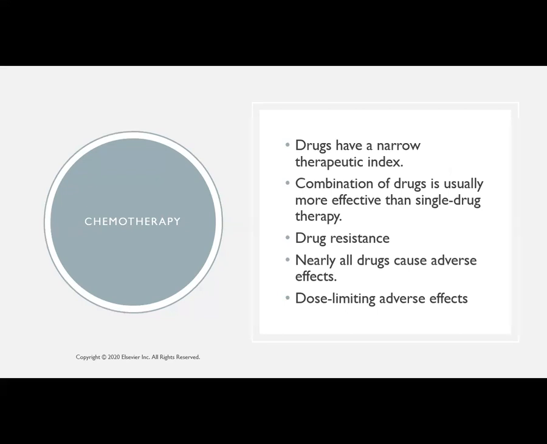With chemotherapy, drugs have a narrow therapeutic index. Combination of drugs is usually more effective than single drug therapy, so we want to hit different portions. With these patients, they're usually using a variety of drugs. They can develop drug resistance, so you just want to be aware of that. And nearly all drugs have adverse effects, so one of the hardest things is keeping our patients adherent to this. They also have that dose-limiting adverse effect. If you remember in our HIV conversation, dose-limiting basically means that there's only so much of it that we can give them before we're causing more damage than helping.